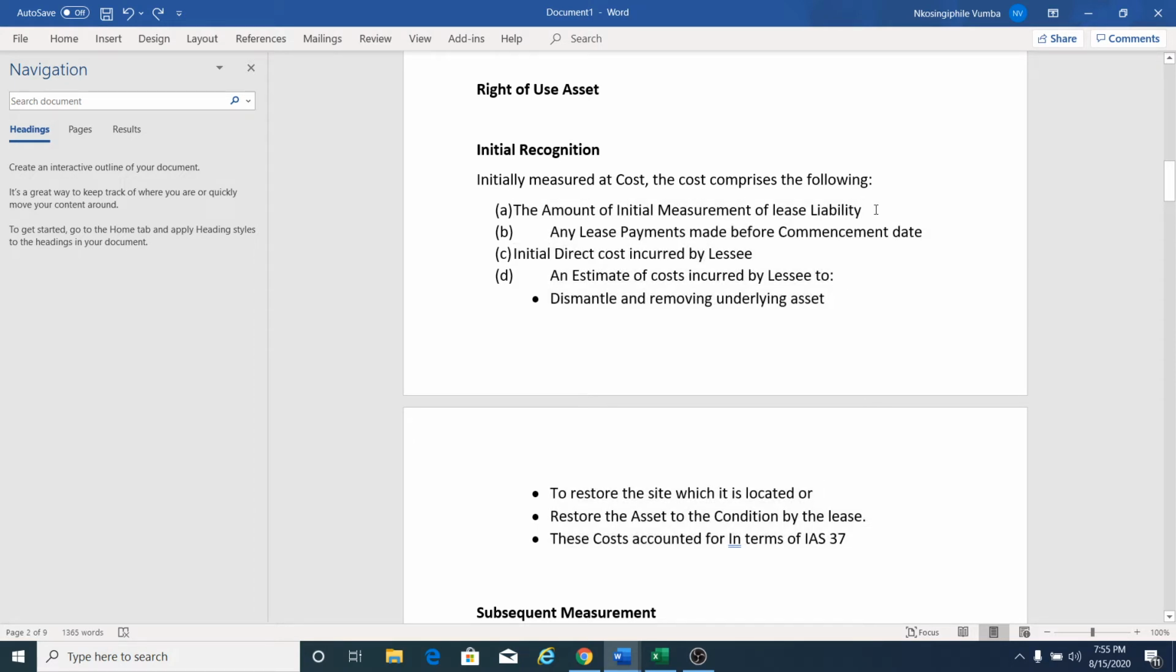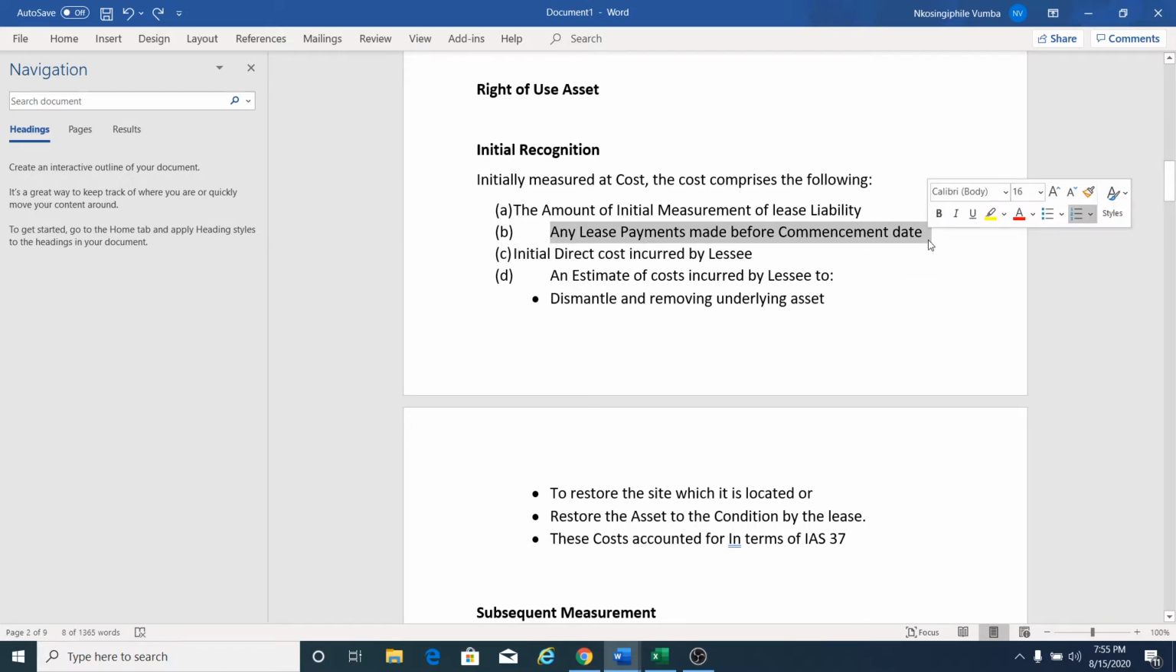We're still going to talk about the measurement of the lease liability, but the amount of the initial measurement of the lease liability should be included in the cost of the right of use asset, plus any payments made before the commencement date.